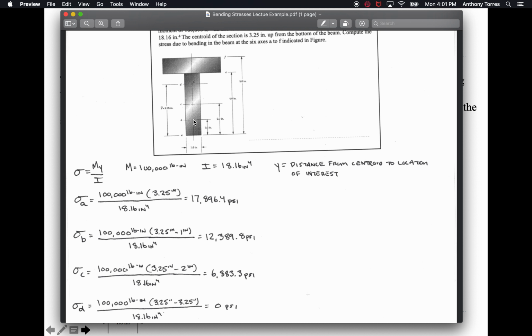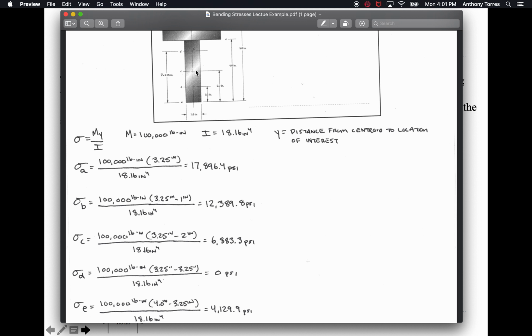I get 12,389.8 psi. C, the same thing. Y changes. Now it's 3.25 minus 2, because point C is right here. 3.25 minus 2, we need this distance. D, everything's the same, but it's 3.25 minus 3.25. Well, that's going to be a big fat 0. Everything else goes away, and that's 0. Just like I told you, the stress due to bending at the centroid is 0. That's the neutral axis. Cool, right?